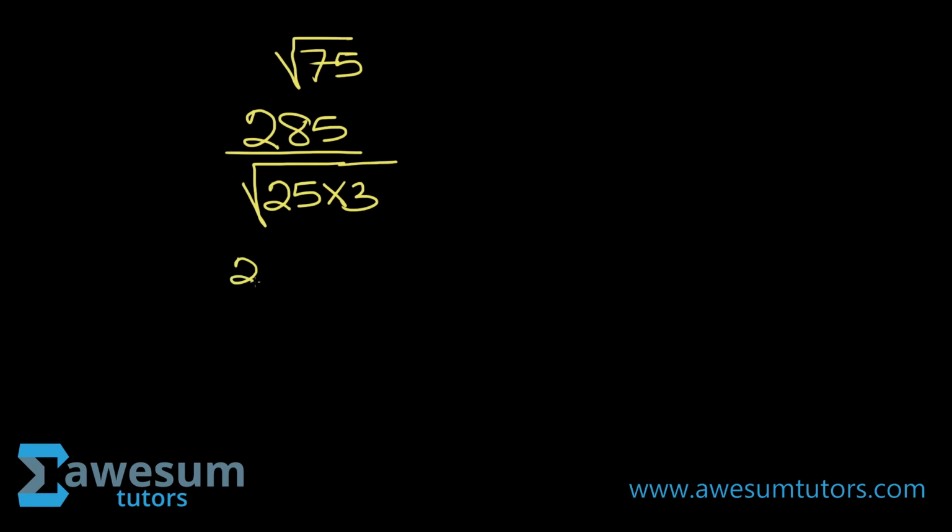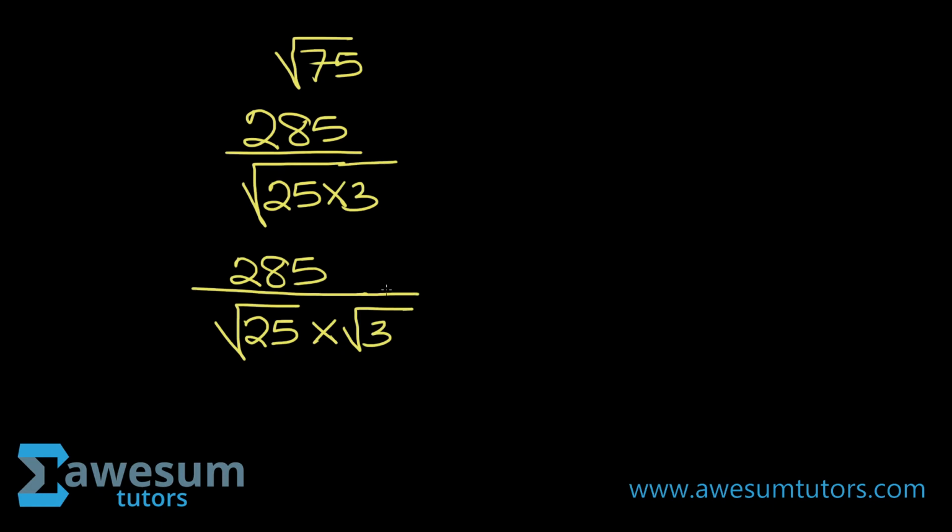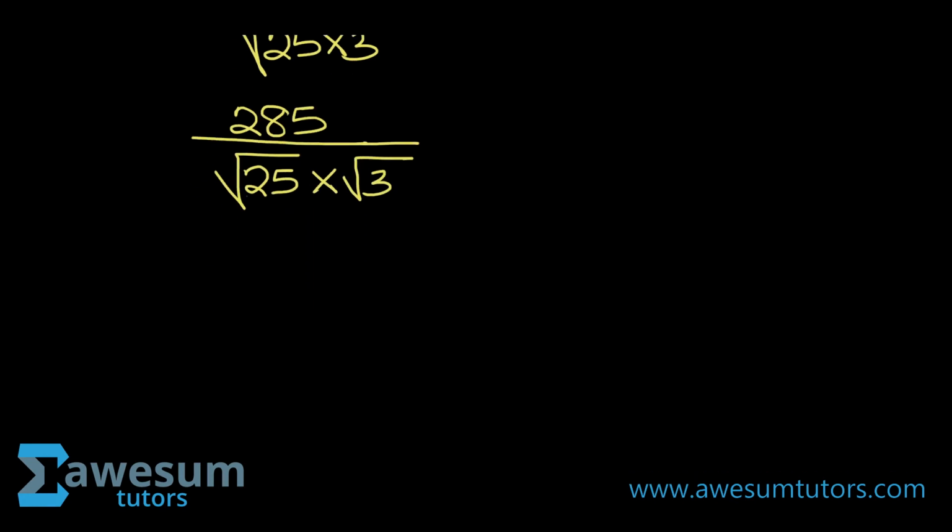Now you can do this if you remember one of the rules of surds. So now I can break this out to become root 25 times root 3. It's still the same thing. Take note, root of 25 times 3, everything under the square root, is the same thing as breaking it out: root 25 times root 3.